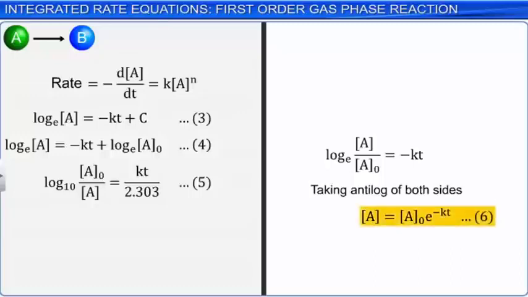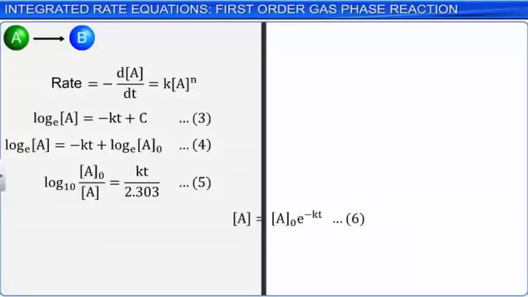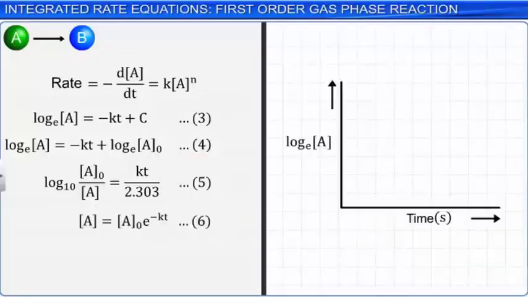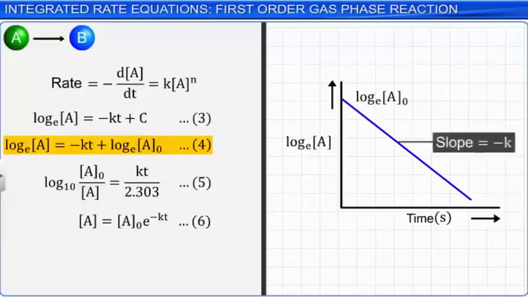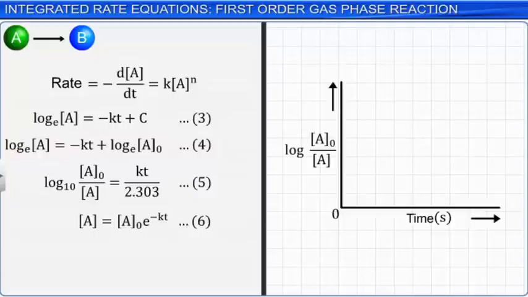If we plot equation 4 on a graph, then we get a straight line with the y-intercept as log initial concentration of A naught to the base e and slope as minus k. If we plot equation 5 on a graph, we get the graph as shown here.